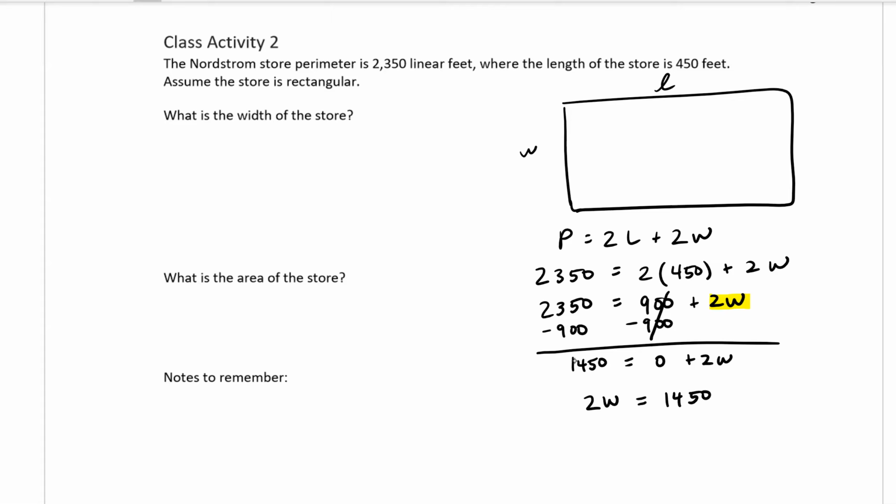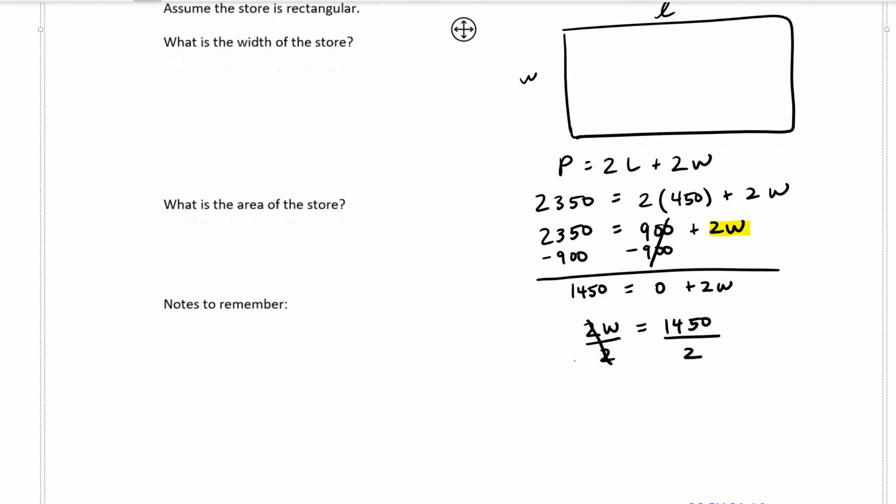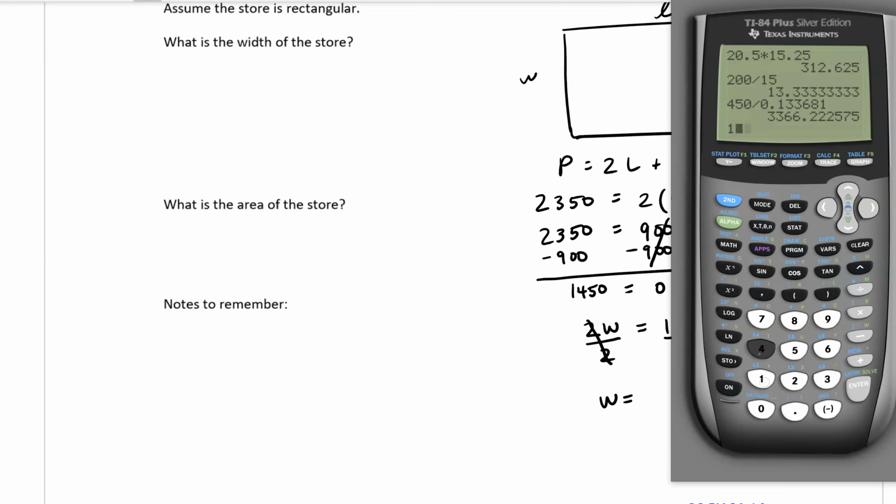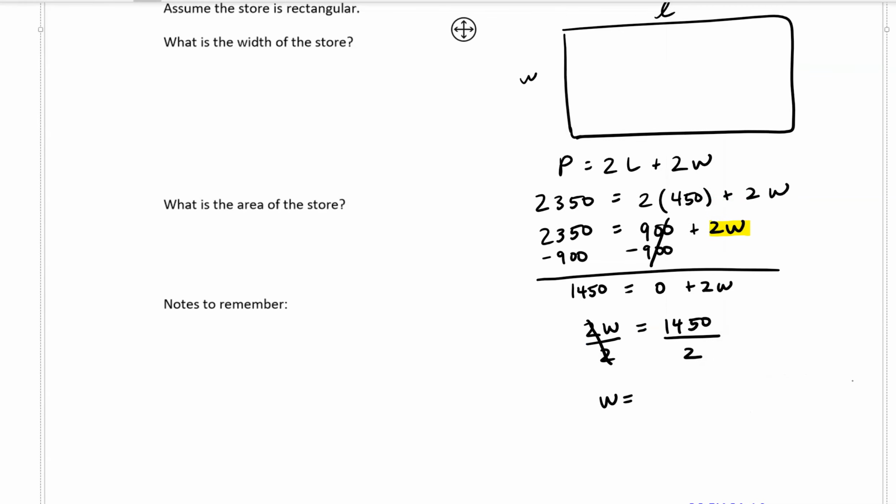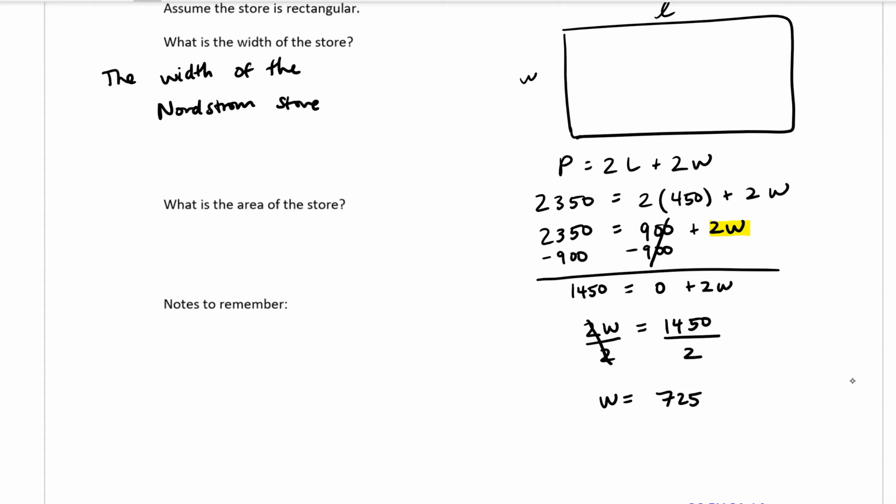And now it looks like the examples we saw previously. Now we just need to divide both sides by 2. And if we do that, 2W divided by 2 just gives us W. And so we get W is equal to 1450 divided by 2, which is 725. So the width of the Nordstrom store is 725 feet.